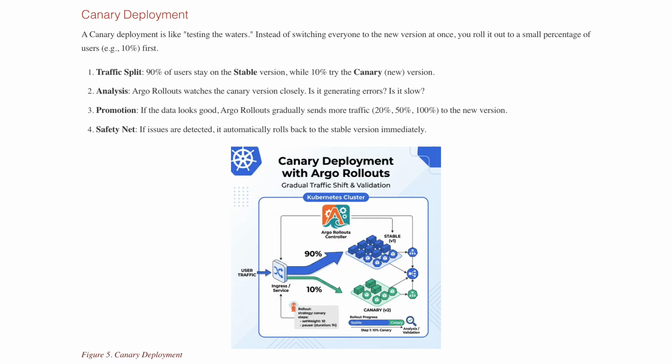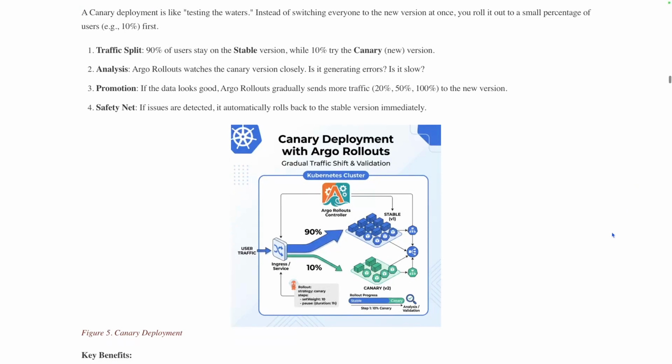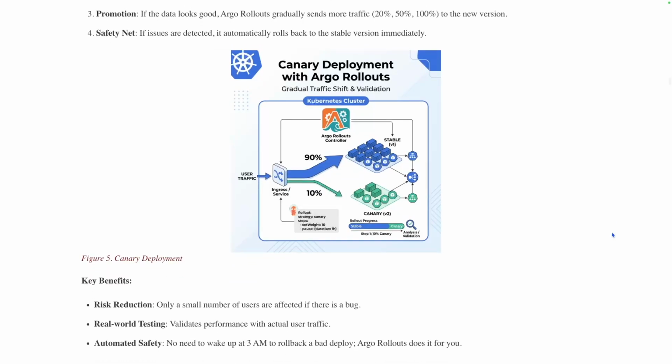Argo Rollouts actively watches the Canary version. Is it generating errors? Is it slow? Is the latency spiking? If the metrics look good, Argo Rollouts gradually increases traffic: 20%, then 50%, then 100%. But if it detects issues, automatic rollback. No PagerDuty at 3 a.m. required. This is perfect for catching bugs that only show up with real user traffic, and it dramatically reduces your blast radius if something goes wrong.